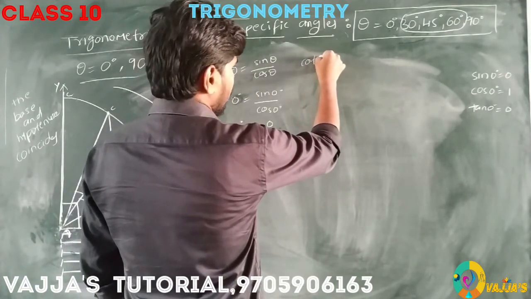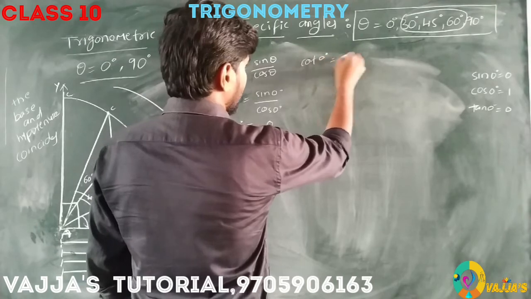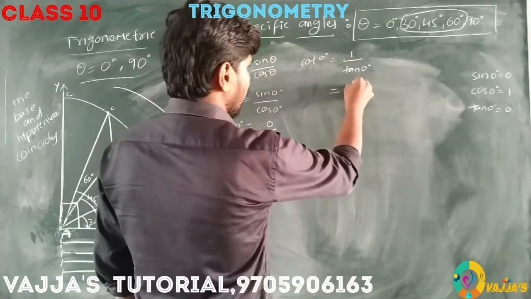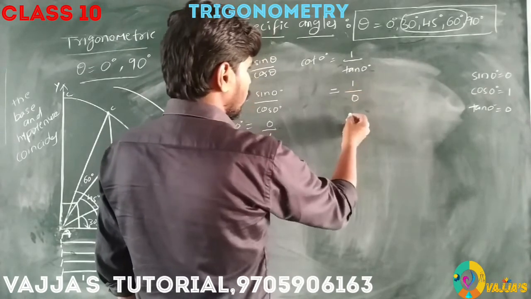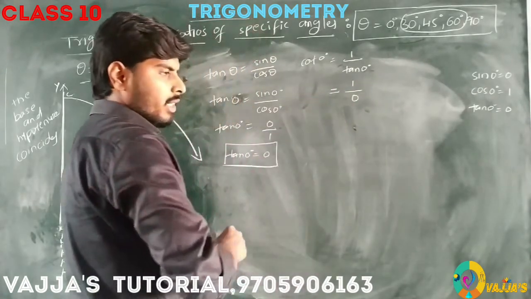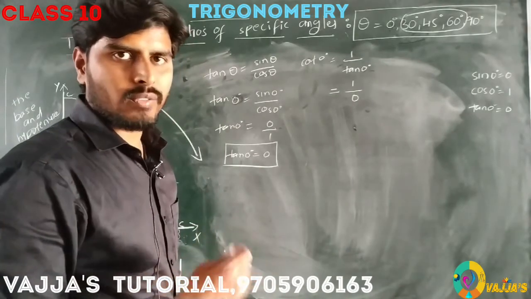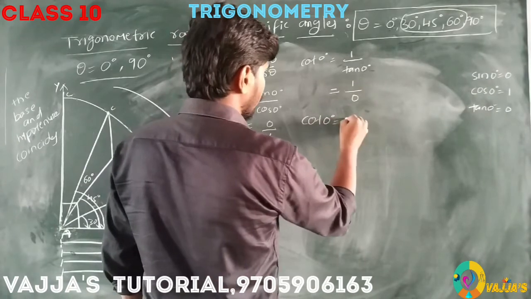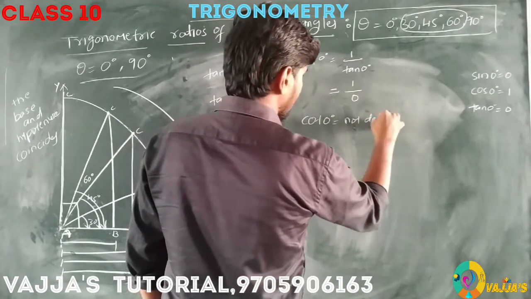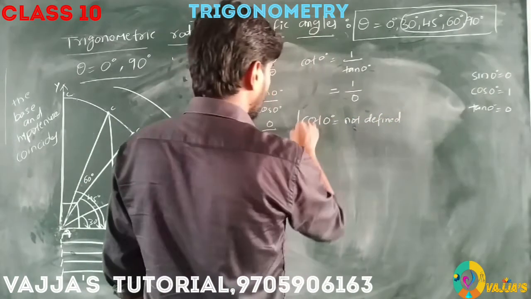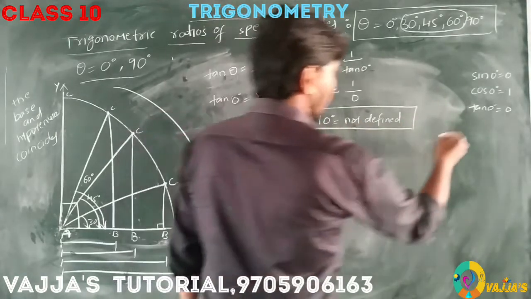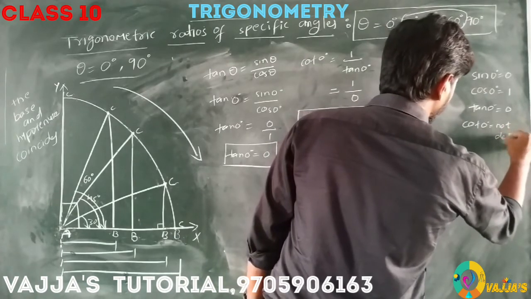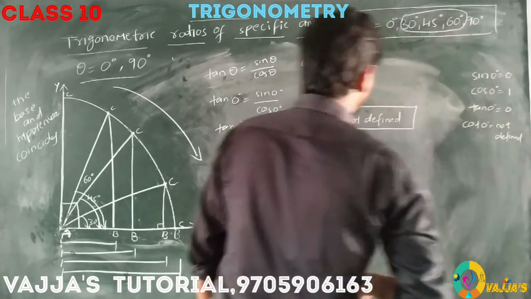Next, what is the cot value? Cot 0 degrees is nothing but 1 by tan 0. That means 1 by tan 0 value 0. 1 by 0 means it is not infinity. We cannot define that value here. That means cot 0 degrees is equal to not defined. Something by 0 is not defined. So cot 0 not defined. We don't know that value.